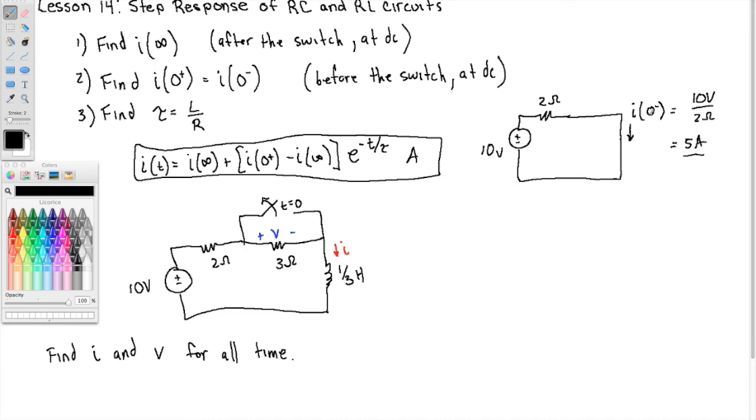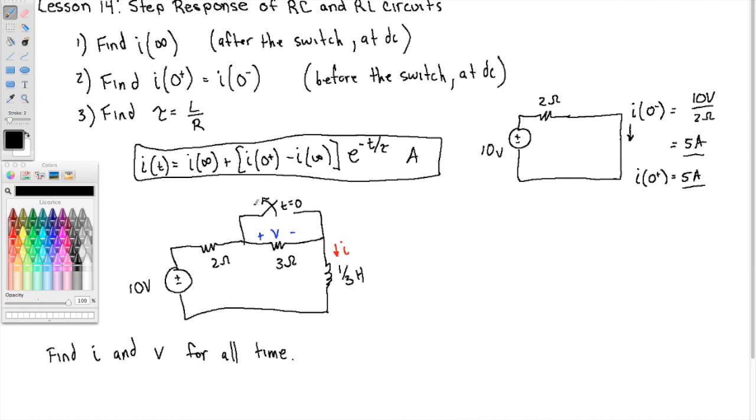Alright, that's right before the switch, and because the current can't change abruptly through an inductor, that is also the current right after the switch. So that's it. We actually did step 2 there first. You can interchange any of these 3, really. All right, now let's go find the current after we wait a long time.